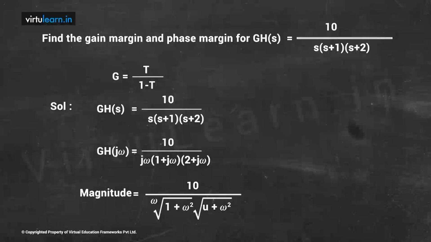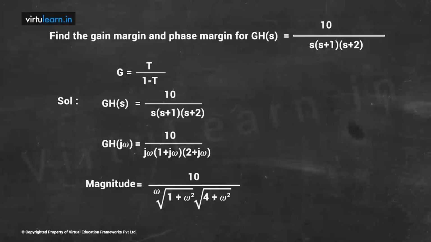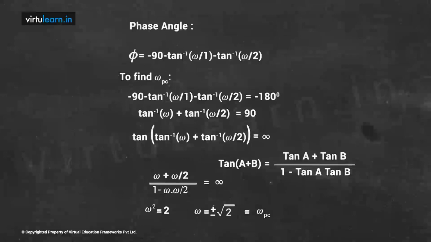Now find out the magnitude. The numerator is 10, divided by the magnitude of J omega, which is omega, and 1 plus J omega, whose magnitude is square root of 1 plus omega square, and again 2 plus J omega, whose magnitude is square root of 2 square plus omega square, that is 4 plus omega square. So this is the magnitude expression.